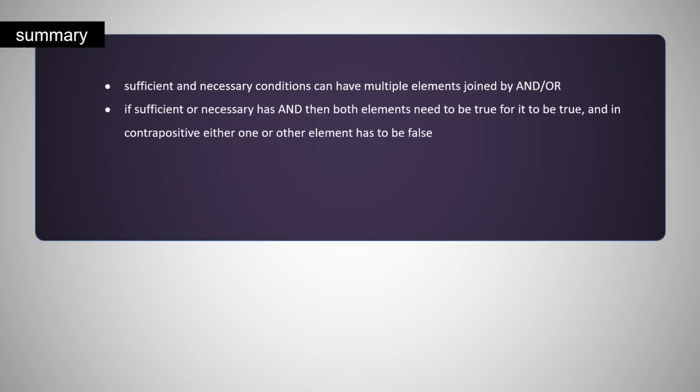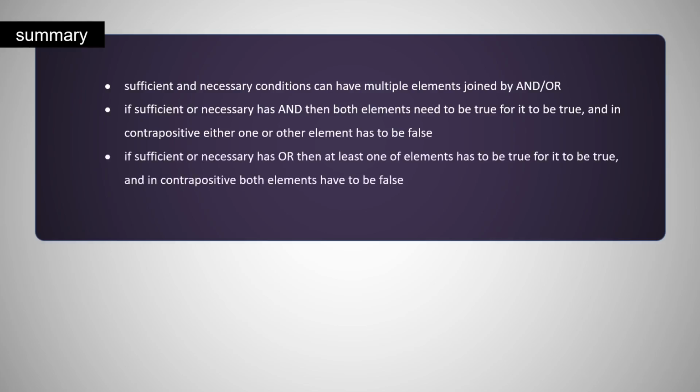All right. So to quickly summarize, the sufficient and necessary conditions can have multiple elements joined by and or or. If the sufficient or the necessary has and, then both elements need to be true for it to be true, whether it's a sufficient or necessary. And in the contrapositive, either one or the other element has to be false. So that's where you change the and into the or. Now, if the sufficient or necessary has or, then at least one of the elements has to be true for it to be true. And in the contrapositive, both elements have to be false because the or transforms into and.